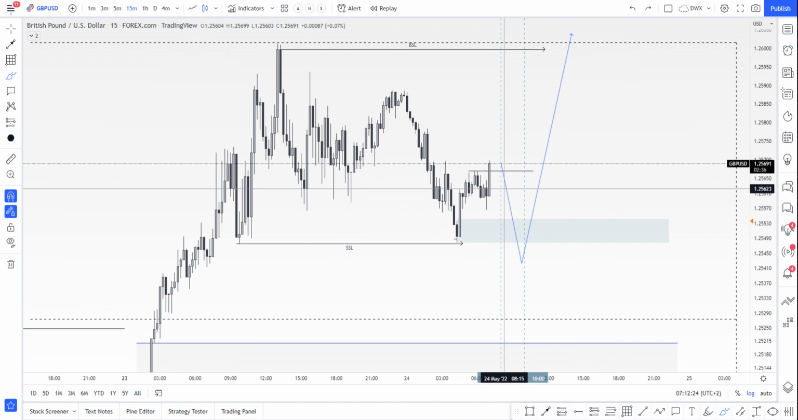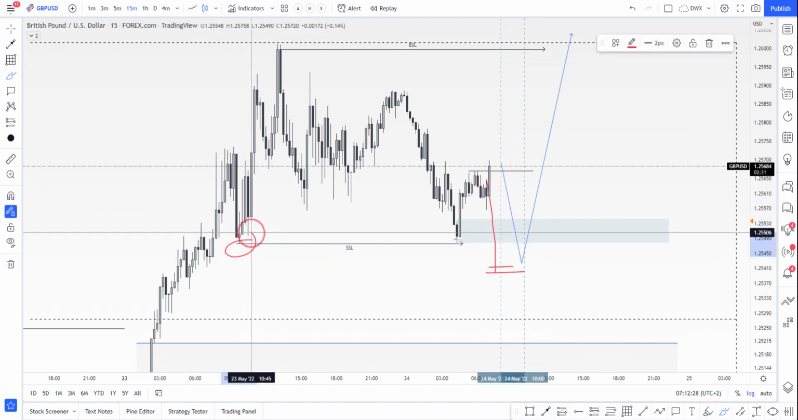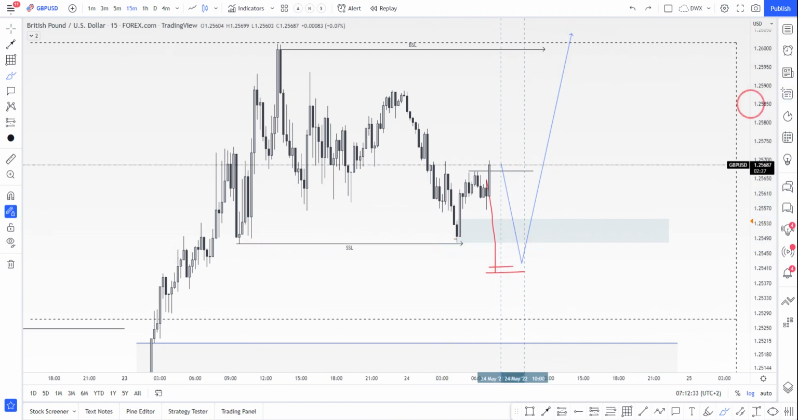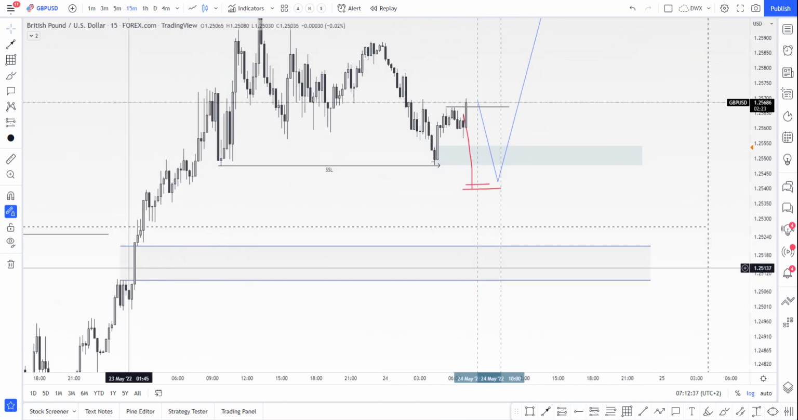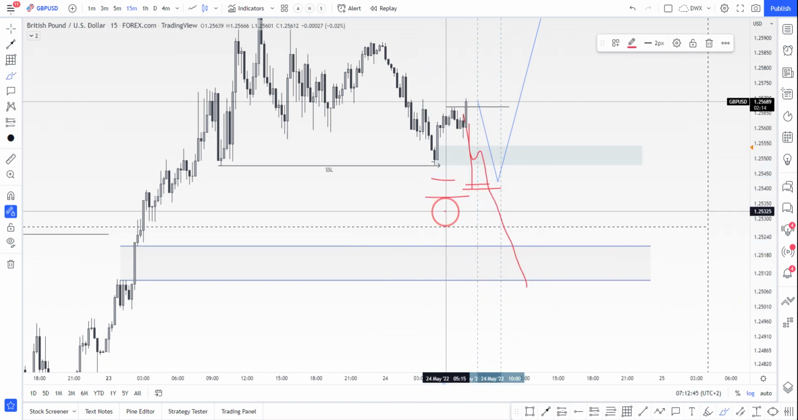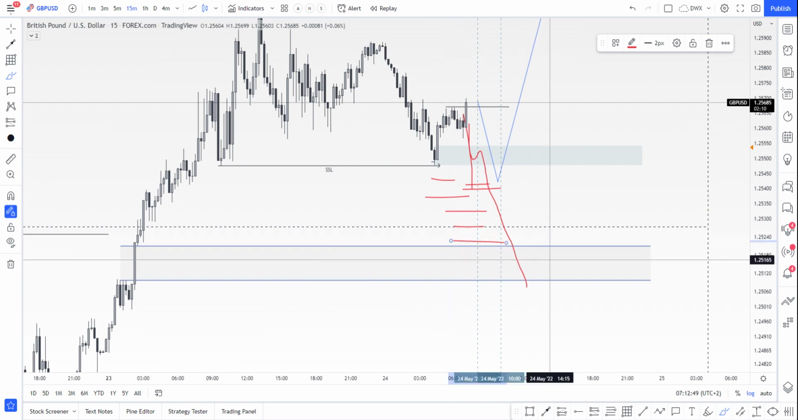You can't just enter as price pushes down below the sell side liquidity and hope that it's going to go higher. Why? Because we have a deeper drawn liquidity down here as well. So if price is going to draw towards this liquidity, then it's just going to go lower. And then you're going to get stopped out, stopped out, stopped out. And trust me, you don't want to be there. I've been there. It's not a nice place to be.